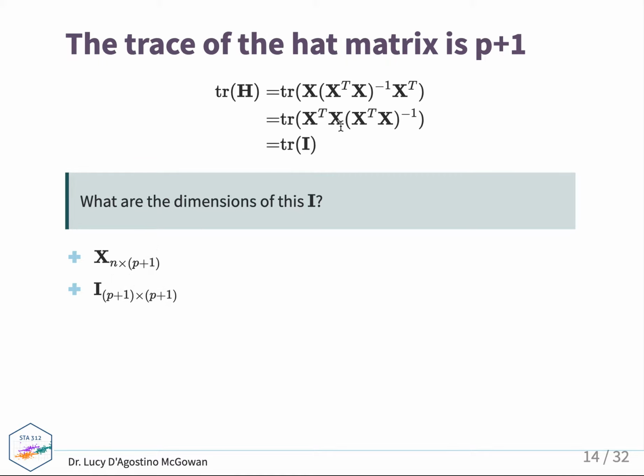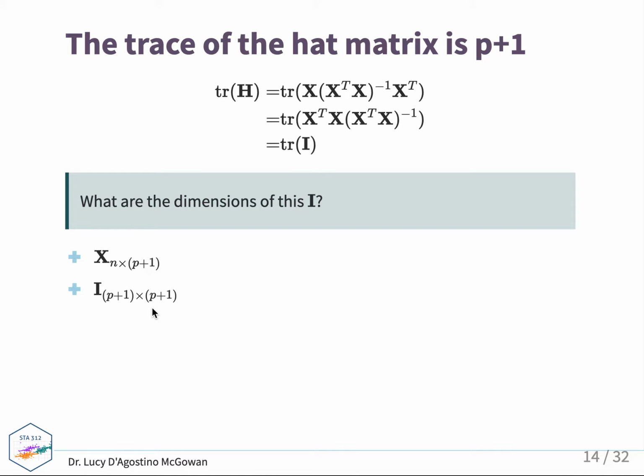If we look at this set of matrices where this I comes from, the first one is X transpose, so that's going to have p plus 1 by n dimensions. The second is X, and that's going to have n by p plus 1 dimensions. If you multiply these together, you end up with p plus 1 by p plus 1. And (X transpose X) inverse is going to be p plus 1 by p plus 1 as well. So when you multiply these matrices together, you end up with this identity matrix that is p plus 1 by p plus 1.